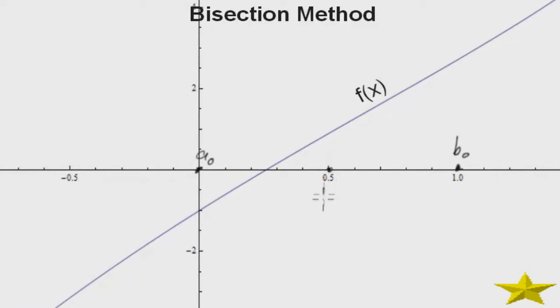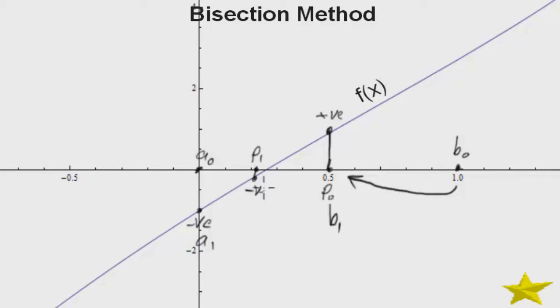To know what portion to select for the next iteration, you need to check the function sign at point P and at point A. If the sign is opposite, replace point B of the next iteration with point P, which gives the range with opposite function signs at its two endpoints. This is repeated for every iteration.